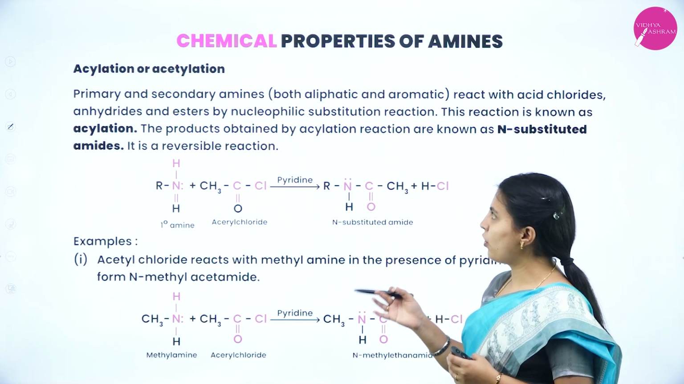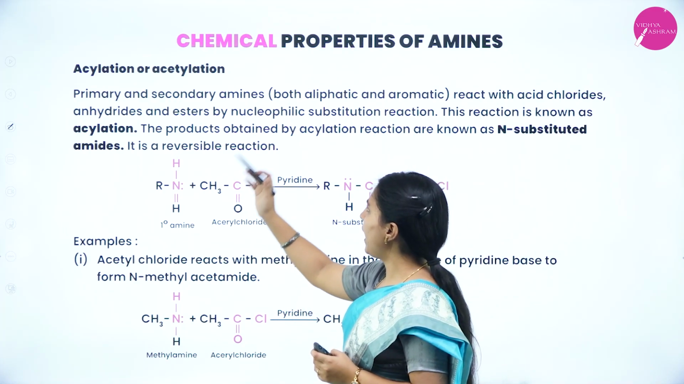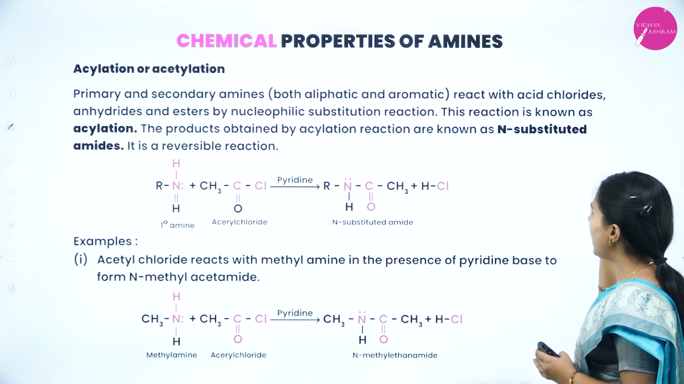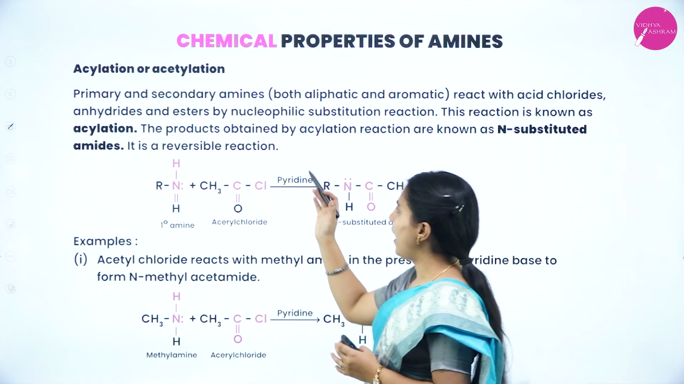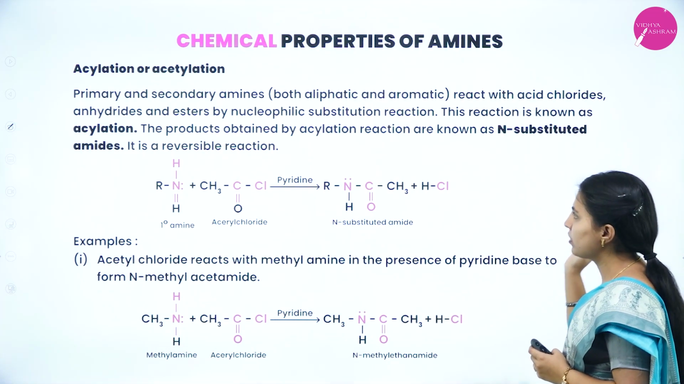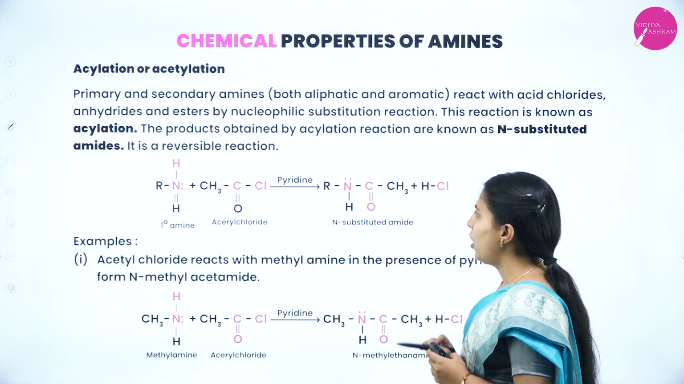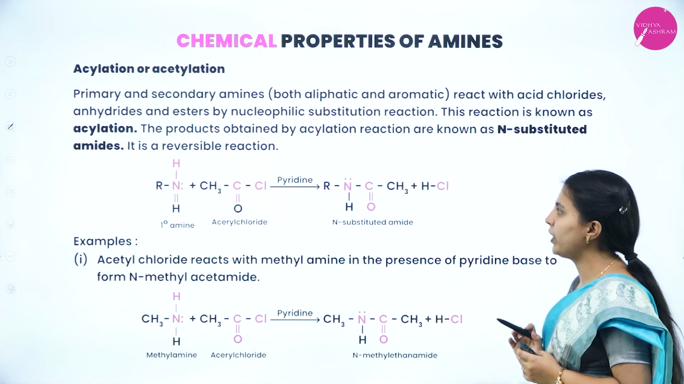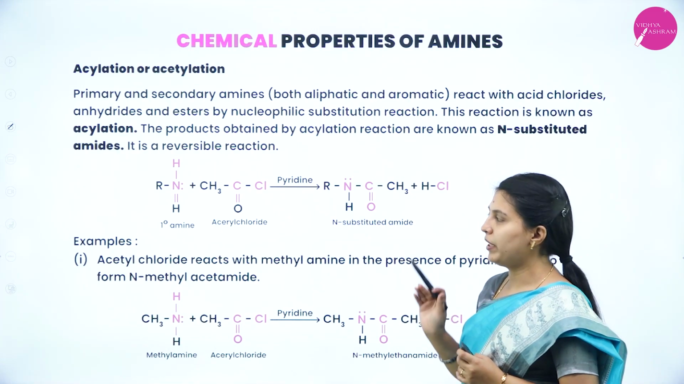In acylation or acetylation, primary and secondary amines, both aliphatic and aromatic, react with acid chlorides, anhydrides and esters by nucleophilic substitution reaction. This reaction is known as acylation. The products obtained by acylation are known as N-substituted amides. It is a reversible reaction.